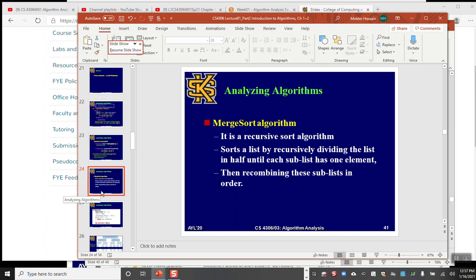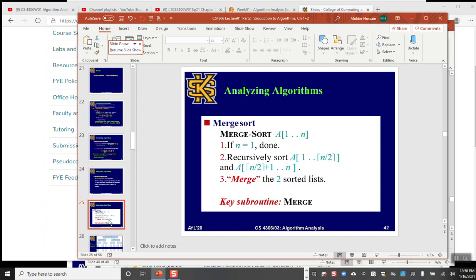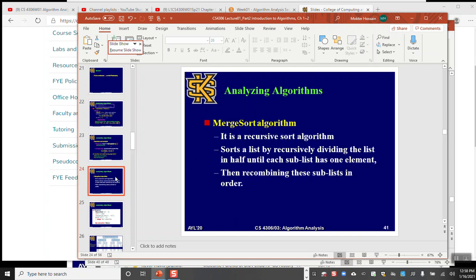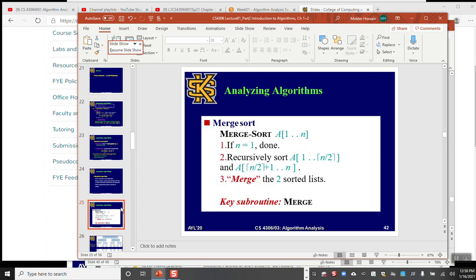Computer scientists are still doing a lot of research to develop better and better algorithms. So far, the merge sort algorithm is known as one of the best sorting algorithms. Now let us see how the merge sort algorithm works.